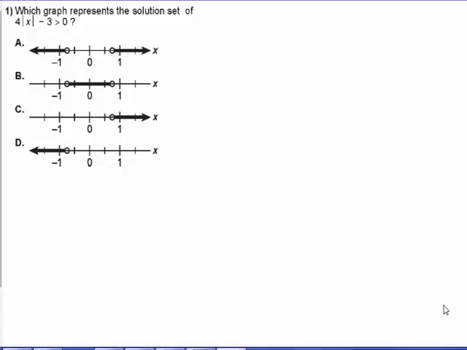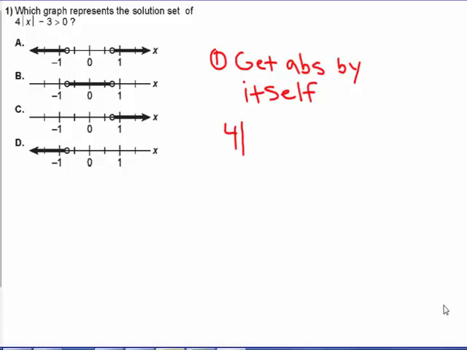Okay, so let's go ahead and start talking about how we can solve inequalities with absolute values. First thing we need to do is get the absolute value by itself. If you notice, this one's greater than, so we should be thinking it's probably going to shoot outwards. So A would be my first initial guess. But let's go ahead and check and make sure.